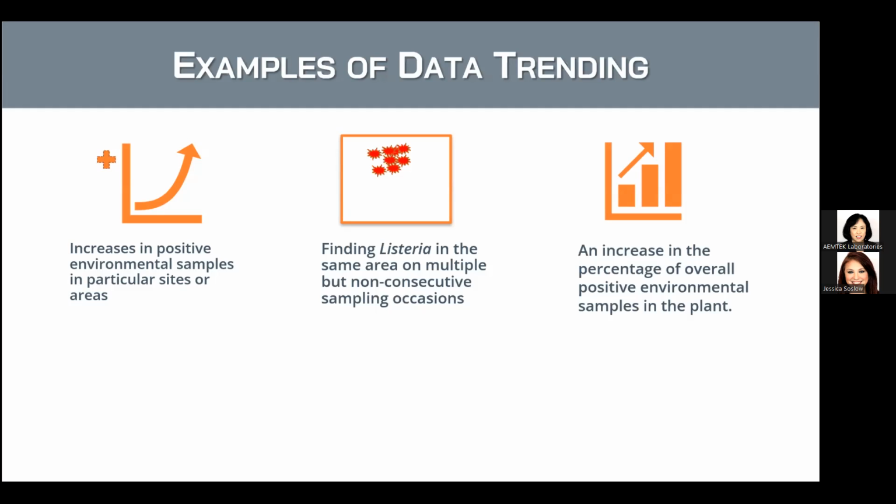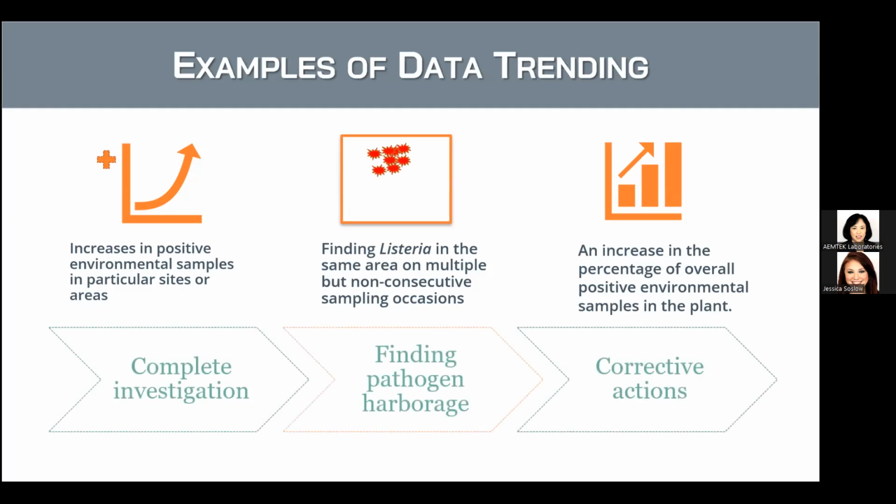Another trend is an increase in the percentage of overall positive environmental samples in the plant. All these trends should prompt you to do a complete investigation, including genotyping, and then find the pathogen harborage, and that will direct your corrective action effort.